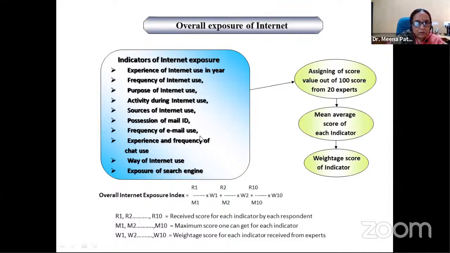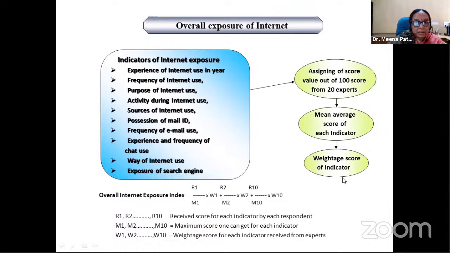Here the 10 indicators are assigned to 20 experts: out of 100, you give the score on the 10 indicators. The total score should be 100, but you may give 16 here, 14 there, or whatever you like most. As per that, you give the score, but your total should be only 100. So we collect these from 20 experts, and the mean score of each indicator is calculated. That will be the weightage score of the indicator.